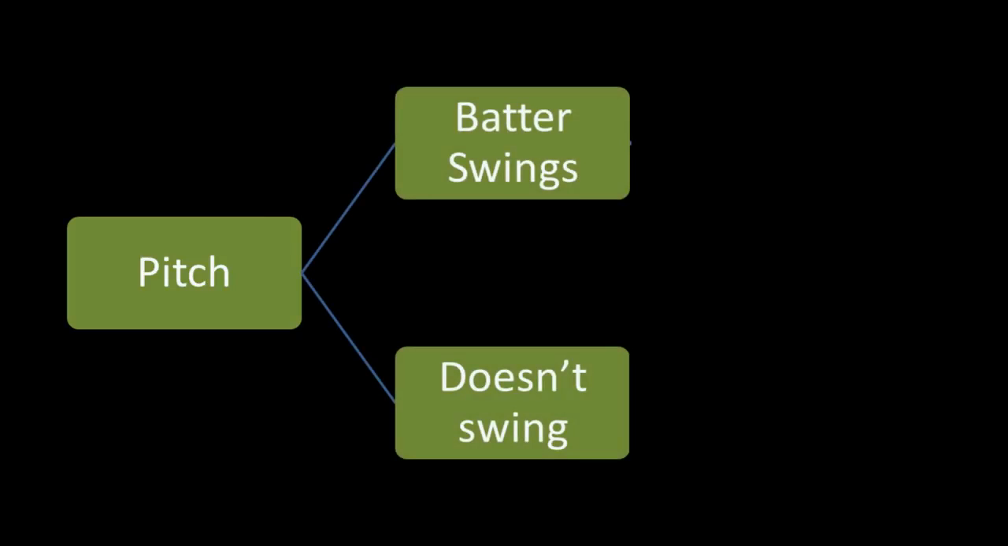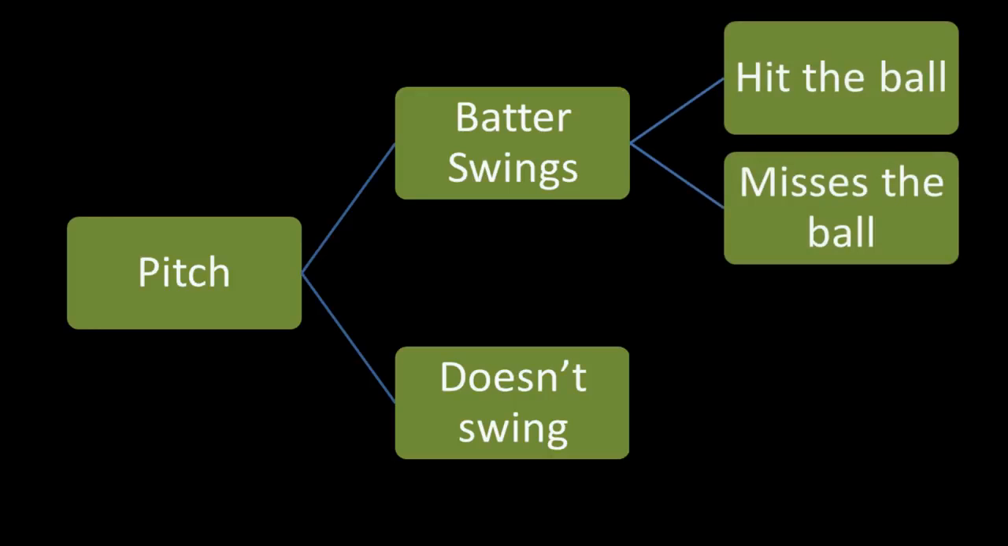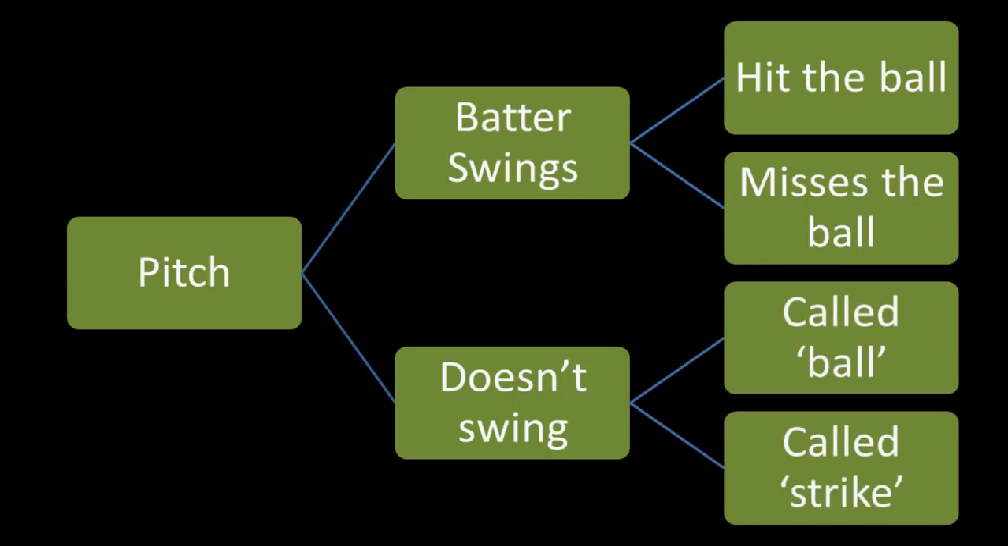And this is where everything in baseball starts. At this point, the batter will have only a fraction of a second to make a decision. Should I swing or not? If the batter does swing, either he will hit the ball or he won't hit the ball. If the batter does not swing, the pitch will either be called a ball or it will be called a strike. And that is what this video is going to be about, balls and strikes. We'll come back to this flowchart a few times, so hopefully it'll help you keep everything straight.